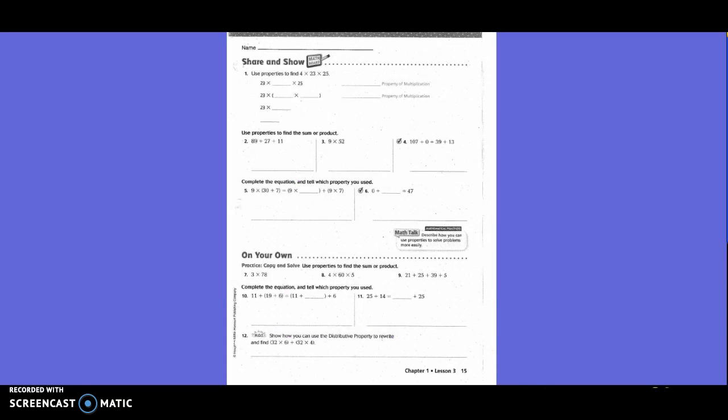Use properties to find 4 times 23 times 25. So basically, what are they wanting us to do for the first step? They want 23 times what? Times 4 times 25. So what property is that? You're just changing the order, so what is that? Commutative.